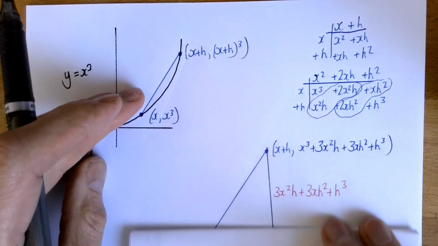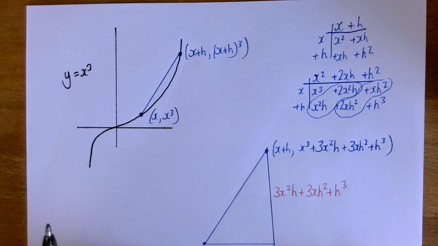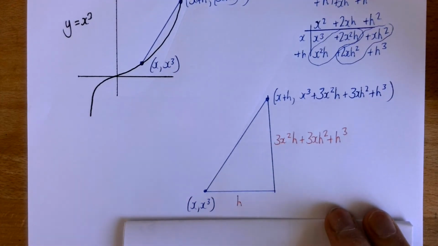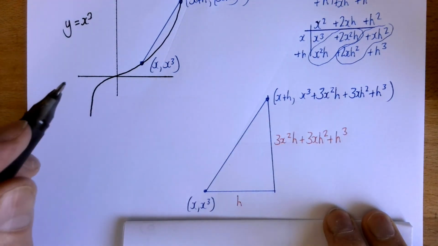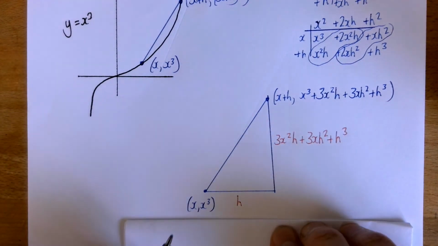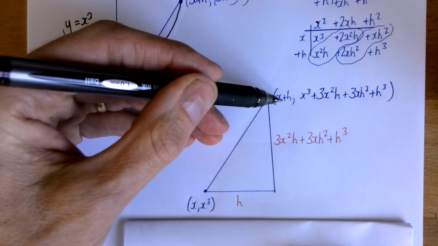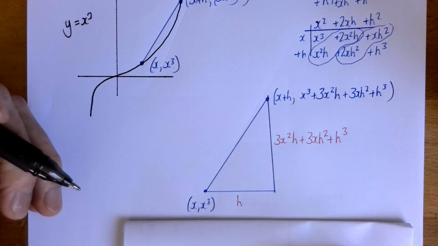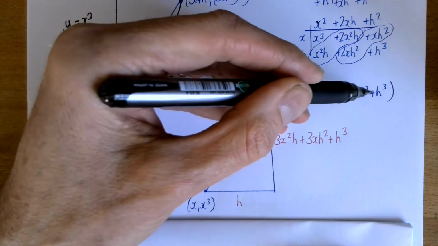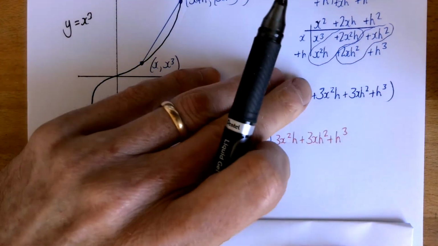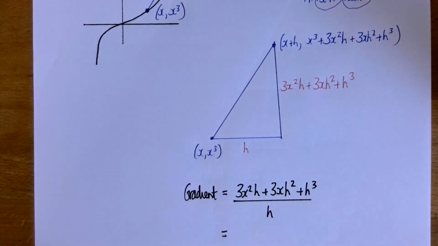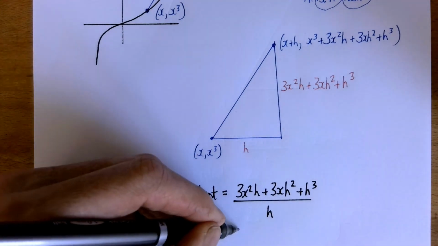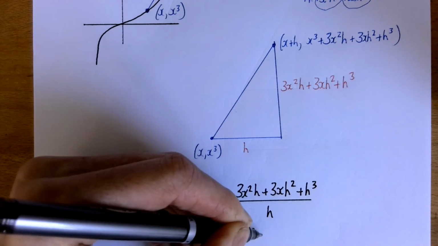So if I redraw my diagram with my coordinates in full, this is the original point down the bottom and this is the rather horrible looking new point. Same question as before, what's that take away that? The x value here, take away the x value there, well that's just h as it always will be. Bit harder here, what's this take away this, and it's that, so that goes there. So my gradient is that, and as before, everything's got an h, so I can divide everything by h to cancel that out.